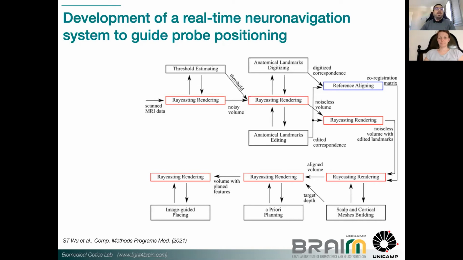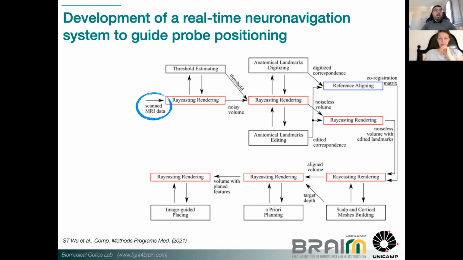So we actually worked with another group from engineering to develop this real-time neuronavigation system. And the idea behind it is we have 3 major pieces. I'm not going to go into the details, but basically we need structural information. In our case, for validation purposes, we scanned MRI data for every single subject that we collected, because we really wanted to characterize the variability due to the probe positioning.